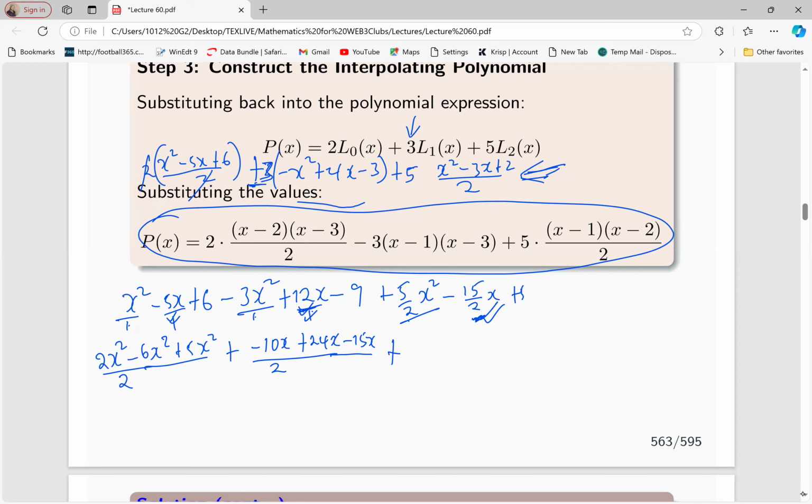Now, what about the constants? We have 6, and then we have -9, then we have +5. So now let's simplify here. The first one, +2 minus 6 will be -4. -4 plus 5 will be 1. What about this one? -10 plus -15 will be -25. -25 plus 24 will be 1.